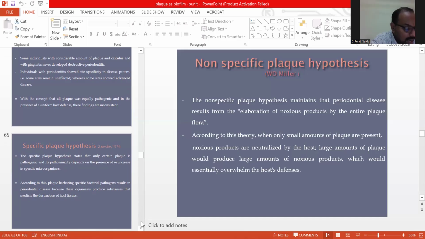The specific plaque hypothesis. This hypothesis explains that the pathogenicity of dental biofilm depends on the presence of, or an increase in, specific microorganisms. This concept encapsulates that biofilms harboring specific pathogens provoke periodontal disease because key organisms produce substances which mediate the destruction of host tissues.